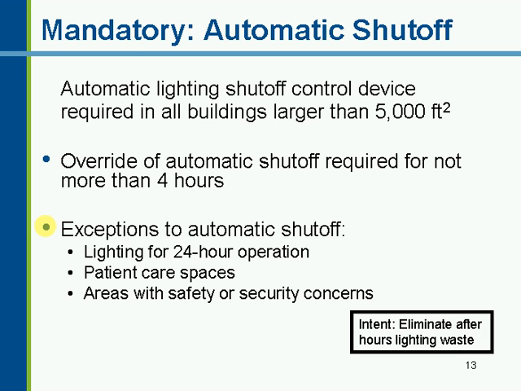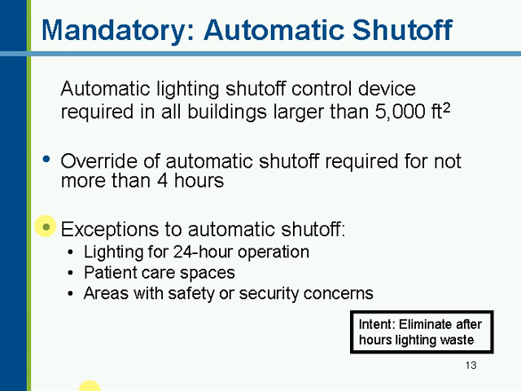There are some exceptions to this automatic shutoff requirement. If you have lighting that is intended for 24-hour operation, of course, it makes no sense to have automatic shutoff, so you're exempted. A couple of other ones speak to safety or security issues. If you have patient care spaces, for example, a patient room in a hospital would not have to have an automatic shutoff because there might be a security issue there. And a generic item, any other areas with safety or security concerns, similar to patient care spaces, can be exempted as well.